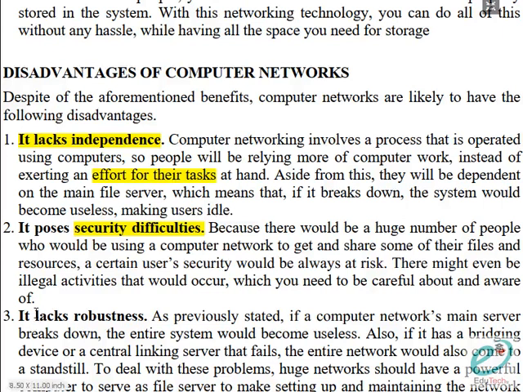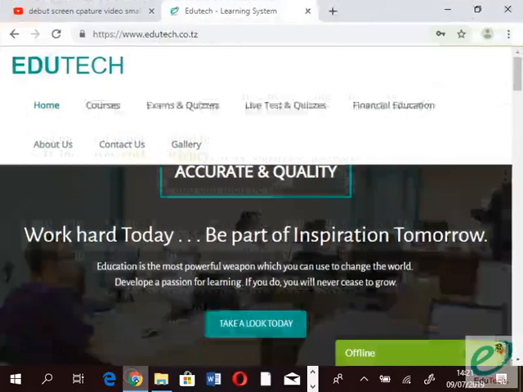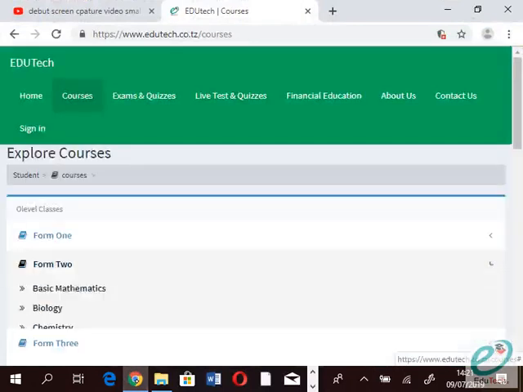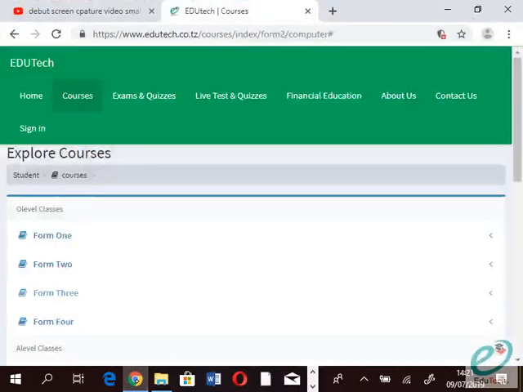There is also what we call lack of robustness. Now, for example, you are depending on a certain website. Here I'm having a learning website, one of the learning websites I think I can get here. This one, EduTech, has a lot. When you go there, you can access a lot of things. For example, maybe I go for ISS. I don't know if I uploaded something here.